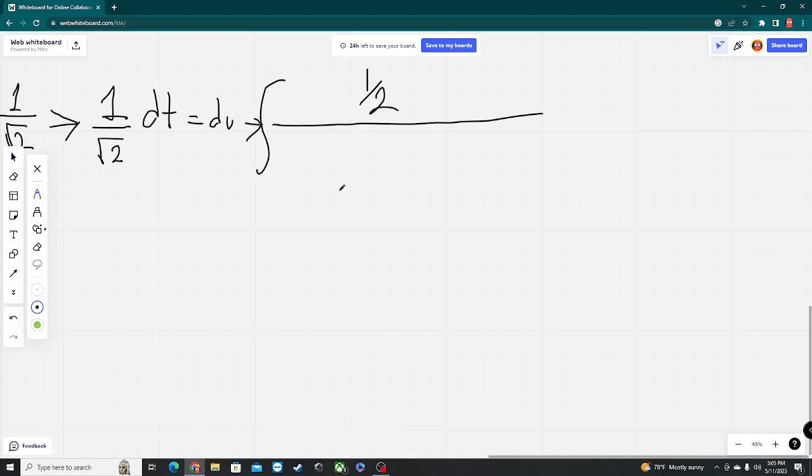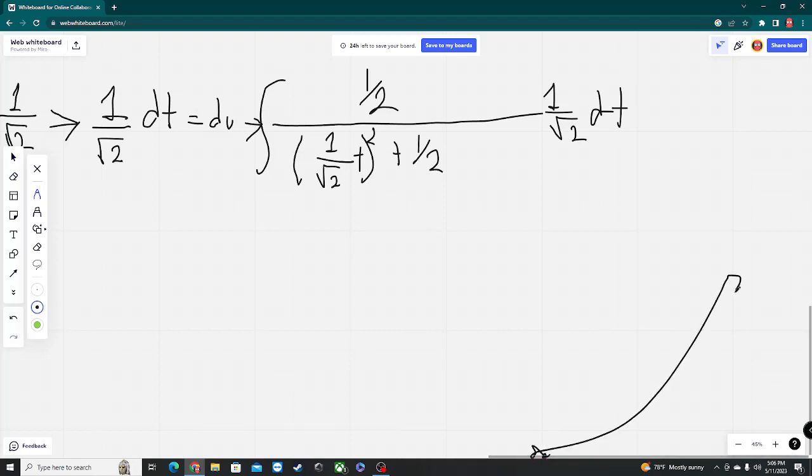Still have the 1/2. Now we still have our 1/√2. Now we're going to use our t value. Remember our square from before that we got from our power rule, plus 1/2. Now we're going to make this whole integral 1/√2 dt, because we used our du value, so now it's 1/√2.